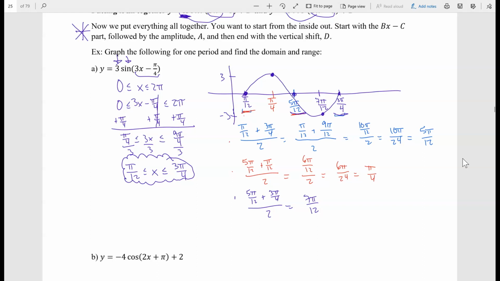Now for the domain, remember it's always going to be all real numbers, negative infinity to positive infinity. And the range in this case, you can see, is from negative 3 to 3. Okay, so there's basically the graph. A lot more involved than the previous problems, with more fractions, which many of you may need a little bit of a recap on, but I think it's good.